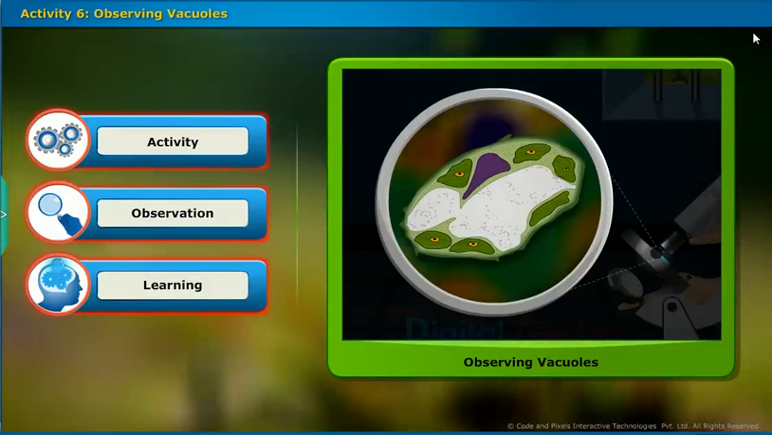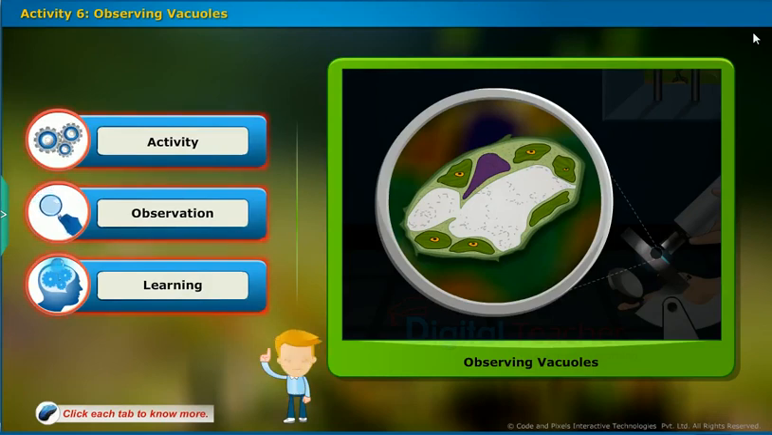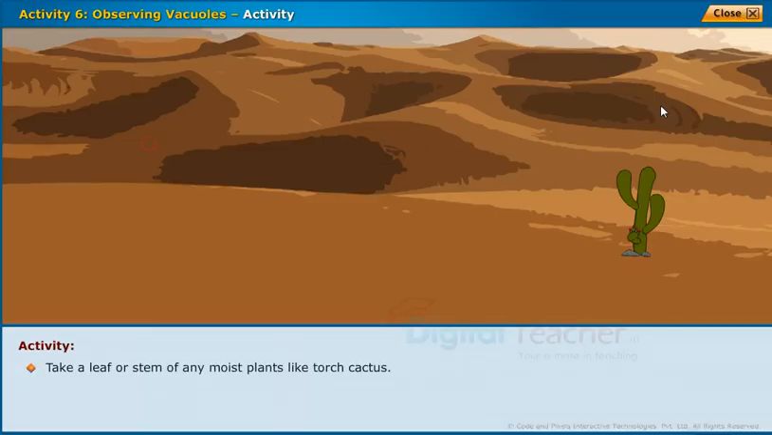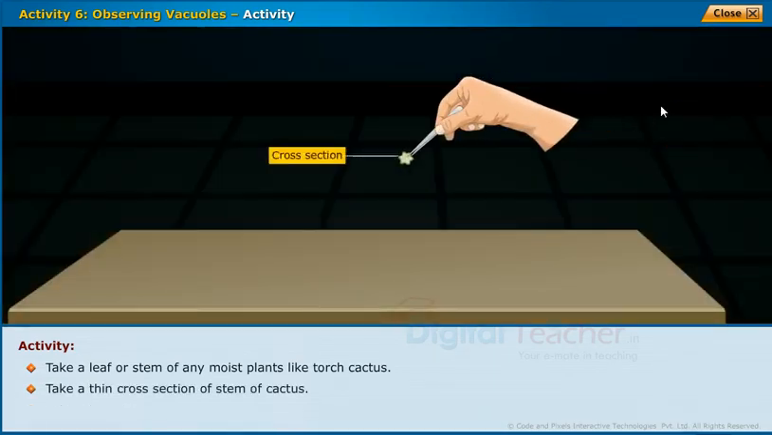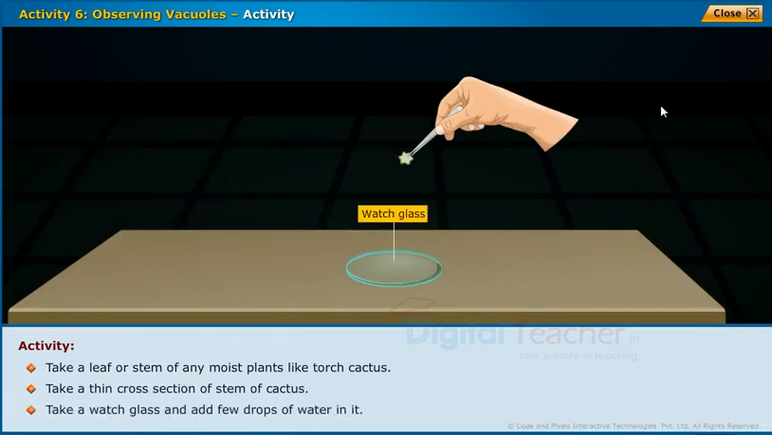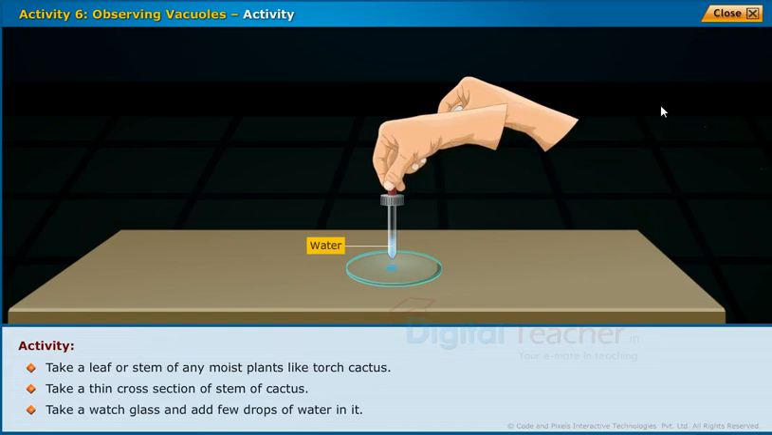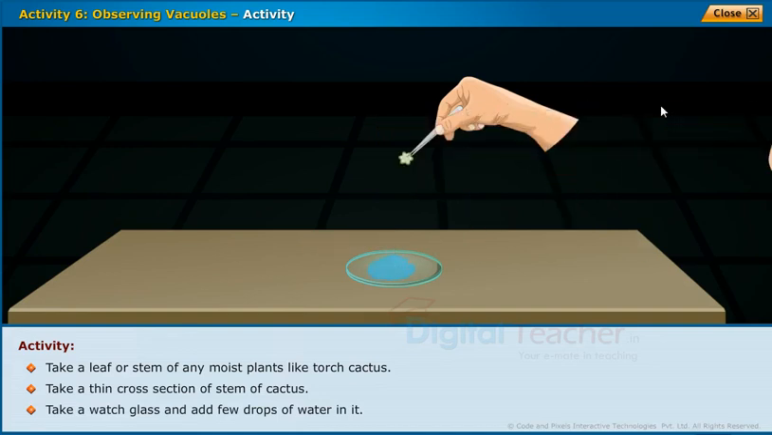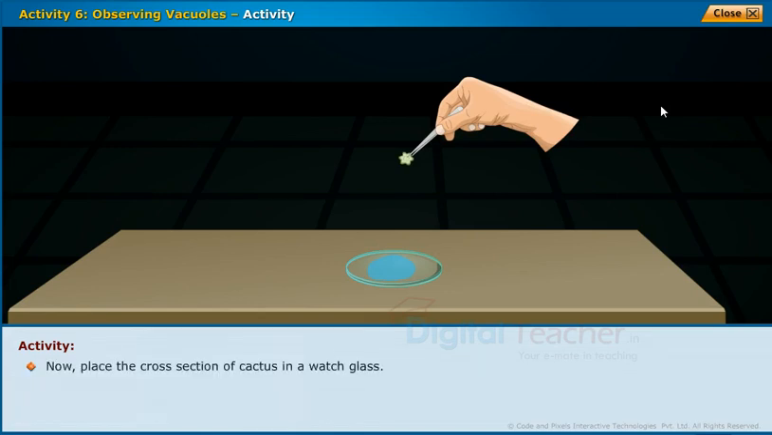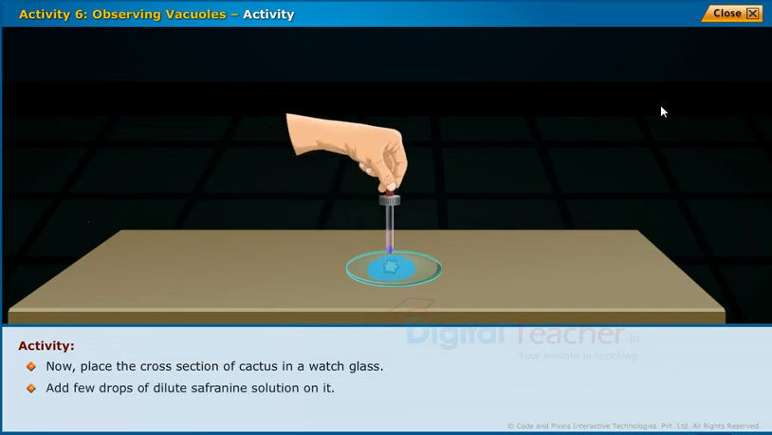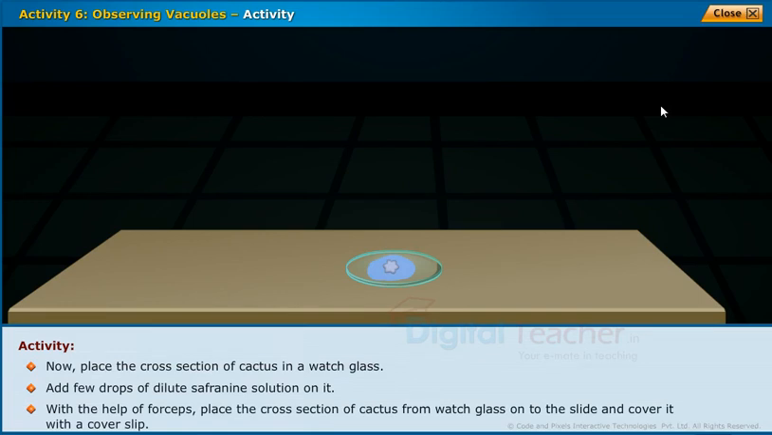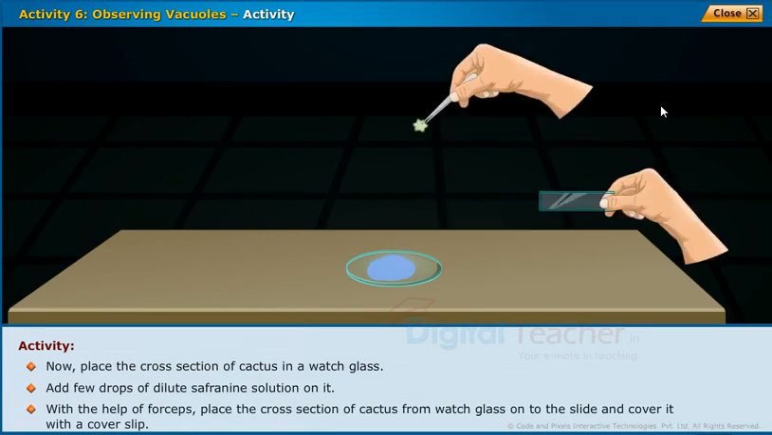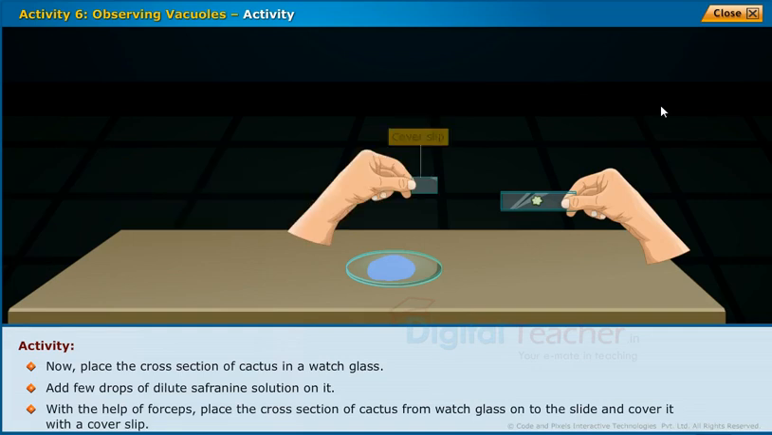Here, let us perform an activity to observe the vacuoles in a cactus leaf. Click each tab to know more. Take a leaf or stem of any moist plant like torch cactus. Take a thin cross-section of the stem of cactus. Take a watch glass and add a few drops of water in it. Now, place the cross-section of cactus in the watch glass. Add a few drops of dilute safranin solution on it. With the help of forceps, place the cross-section of cactus from the watch glass onto the slide and cover it with a cover slip.